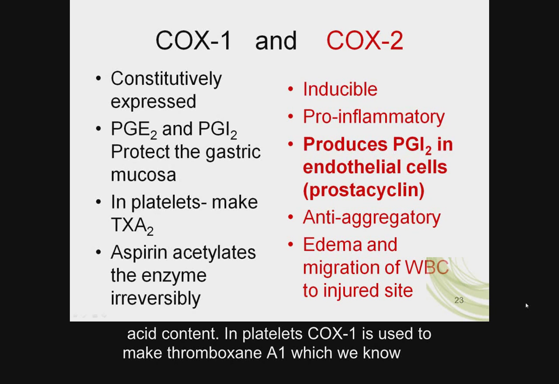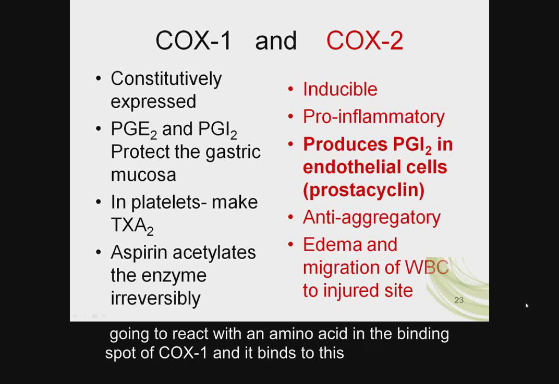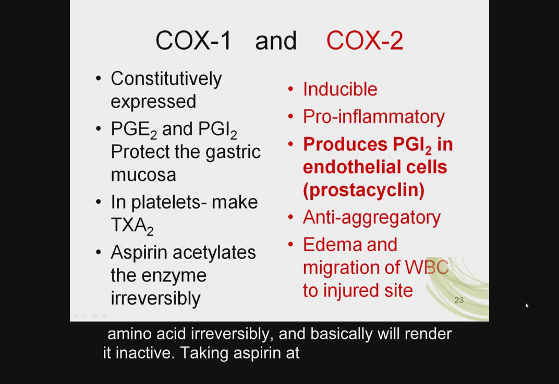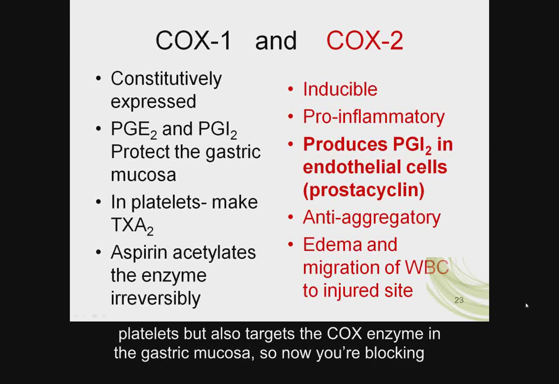In platelets, COX-1 is used to make thromboxane A2, which we know, when it reacts with ADP, helps aggregate the platelets. How does aspirin work? Aspirin is going to react with an amino acid in the binding spot of COX-1, and it binds to this amino acid irreversibly, and basically will render it inactive. Taking aspirin at very, very high levels, unfortunately, will target not only the COX enzyme in the platelets, but also the COX enzyme in the gastric mucosa.